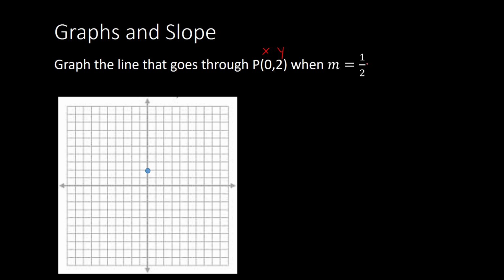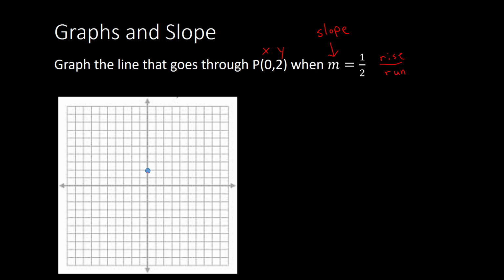And then the slope is given to you as 1 over 2. By the way, we use the letter m to represent slope. So the slope would be 1/2. Well, we learned that slope is rise over run. Rise means up and down, run means left and right. So here the rise is 1. So what we can do is find another point so that we have 2 points where we can just connect the dots to create the line.